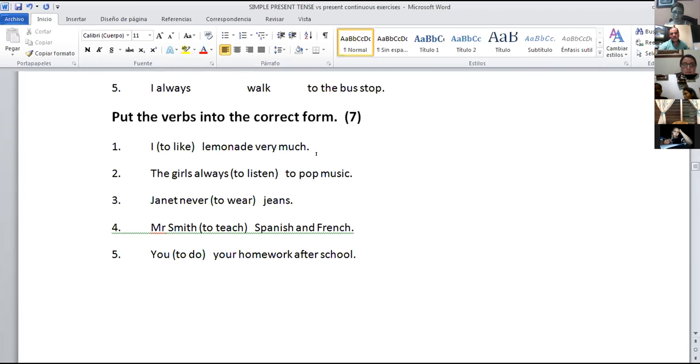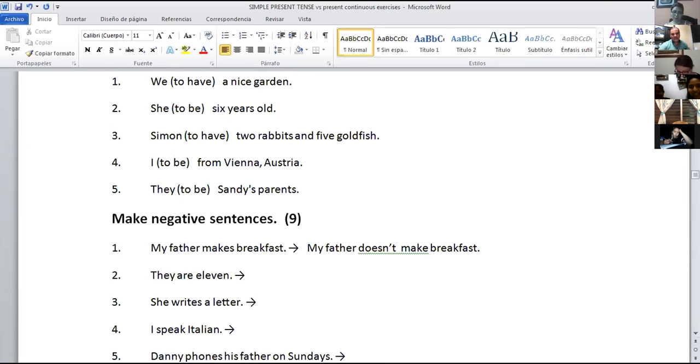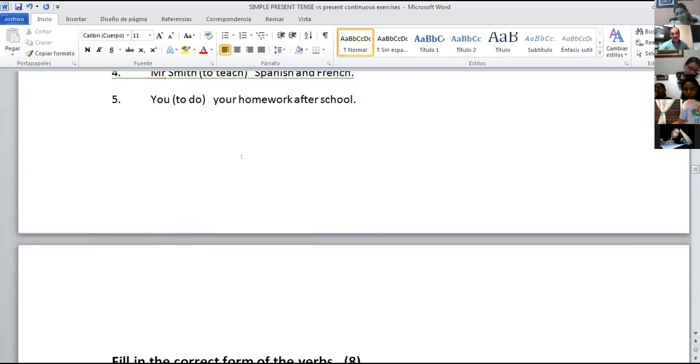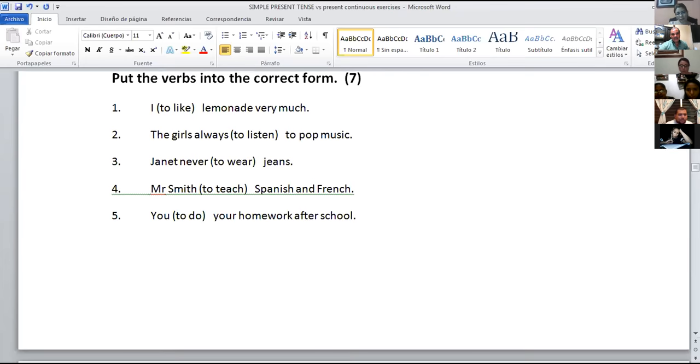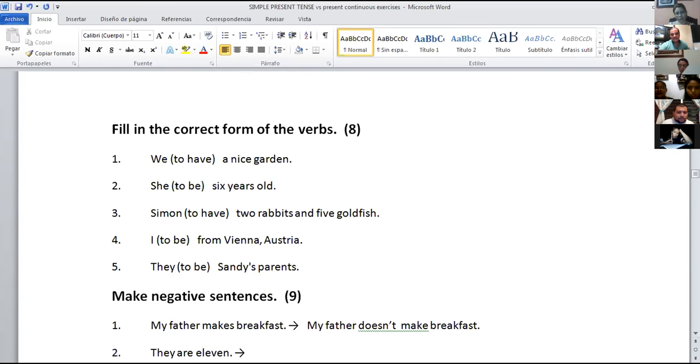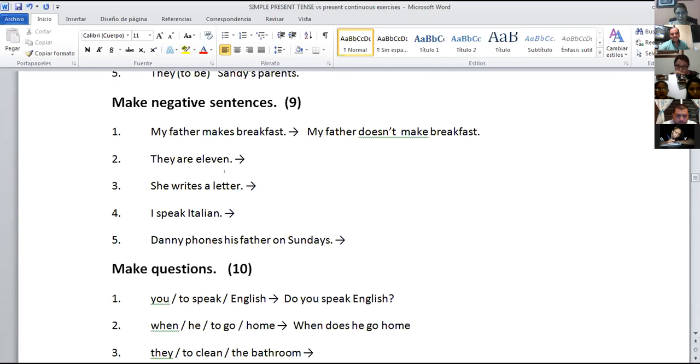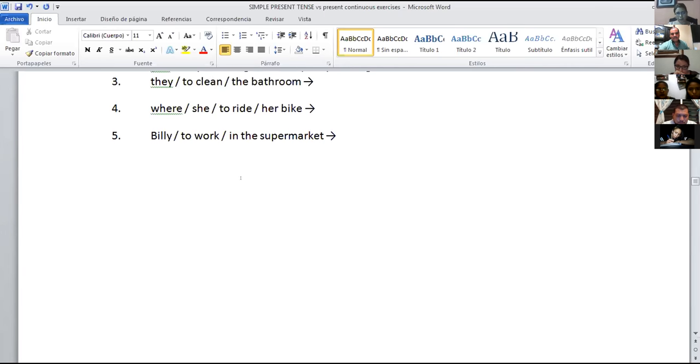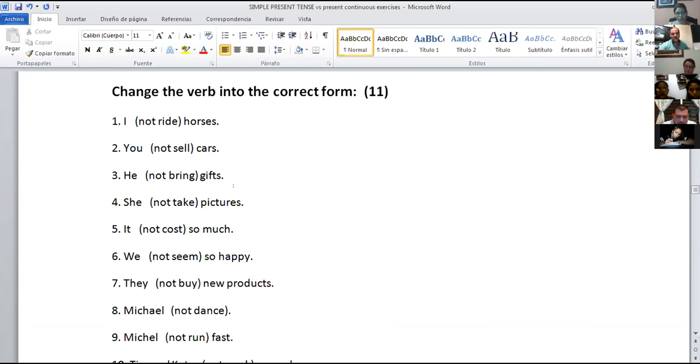This one you do it for exercise. Very simple. Remember, when we are talking about the verb to be, remember, is, am, or are. The verb to be doesn't use do or does. It's the only verb that does not use do and does. So am, are, or is. So be careful here. So these are exercises for you to do.